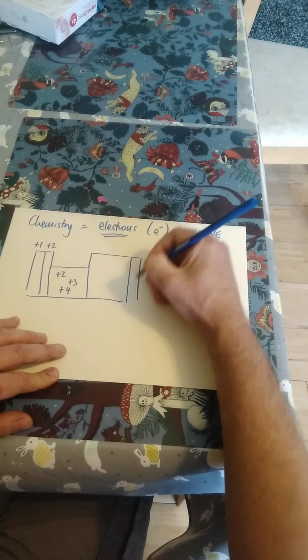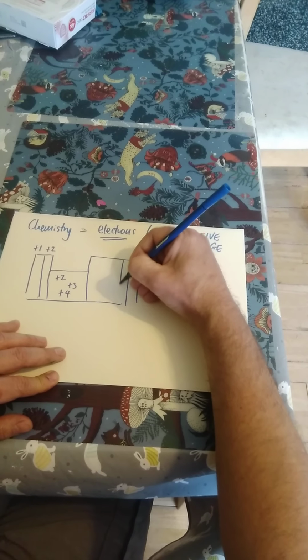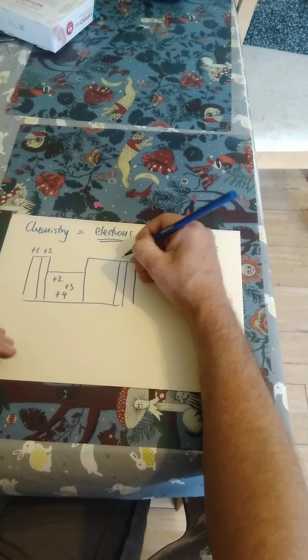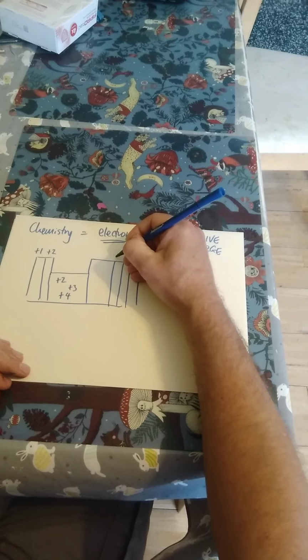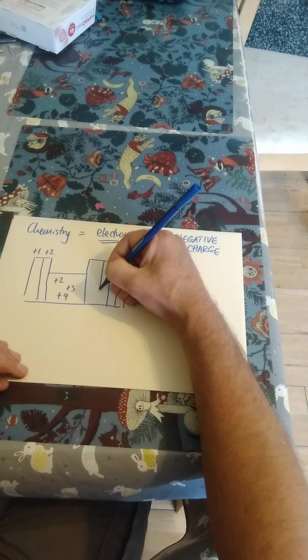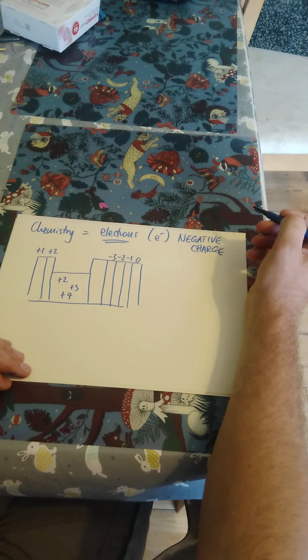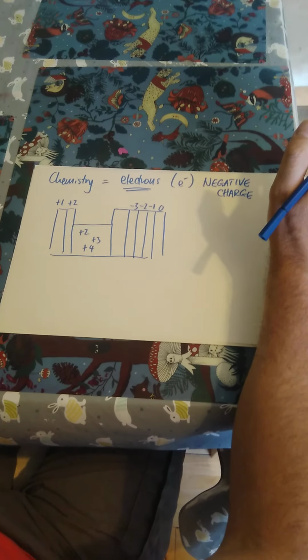And over here, you've got group 0, they don't do anything. Group 7, they pick up 1, so they become minus 1. These ones pick up 2 electrons, so they become minus 2. These ones pick up 3 electrons, so they become minus 3. That's all you need to know.